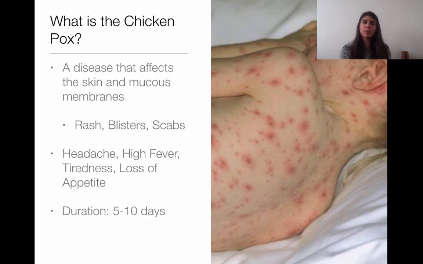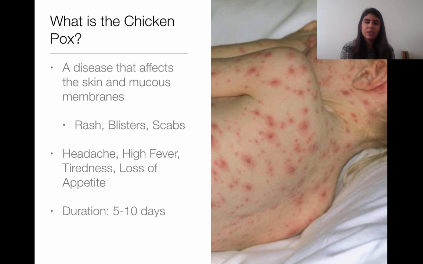So what is the chickenpox? Now, it's a pretty common disease, so everyone pretty much knows that it's a disease that has signs that affect the skin and mucous membranes. So typically, anyone who gets this disease will get rashes or blisters all over their face, back, and chest. And then it will eventually spread onto the arms and inside mucous membranes, such as inside the eyelids, inside the mouth, and the genital areas.